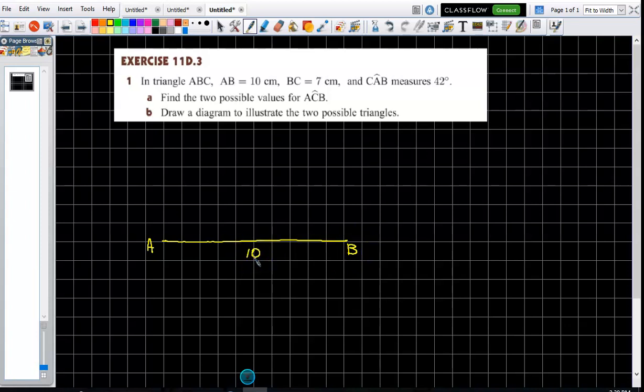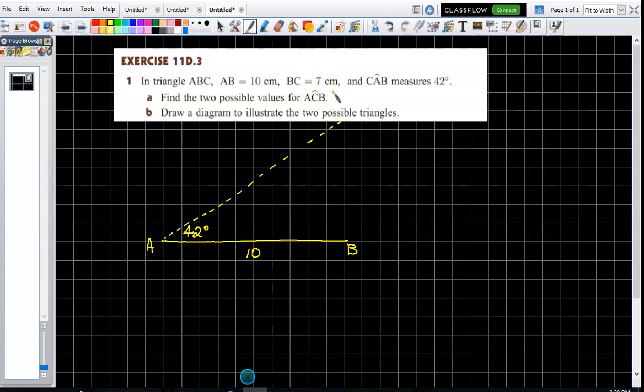Okay, angle CAB. So that means this one up here, CAB, because B is here, C has to be somewhere along that line, but that is roughly 42 degrees. Do we agree? And then BC has to be 7 centimeters.